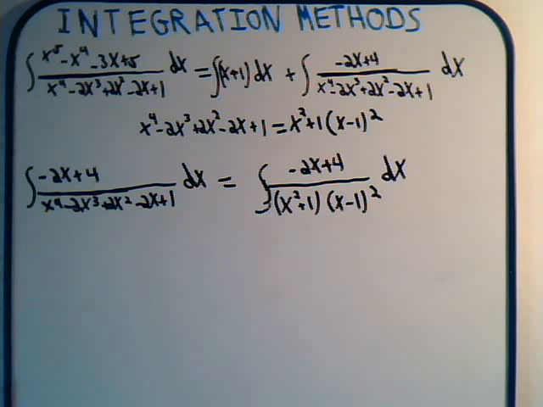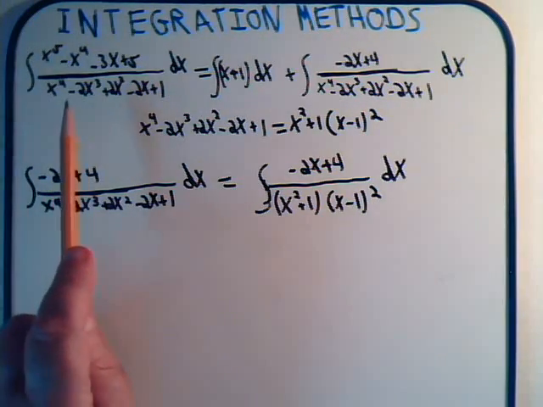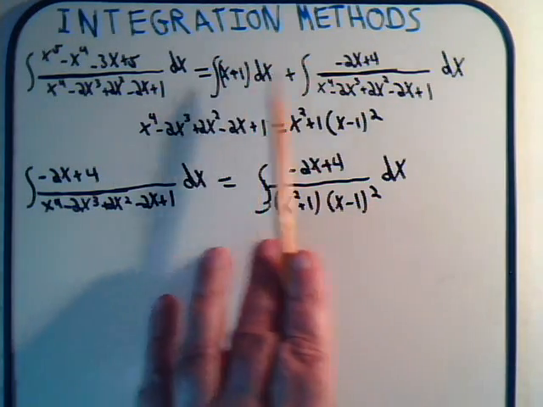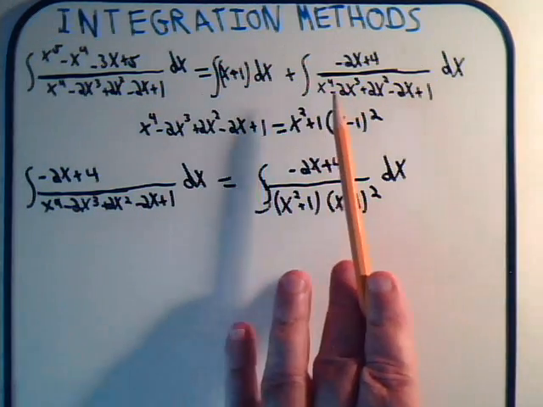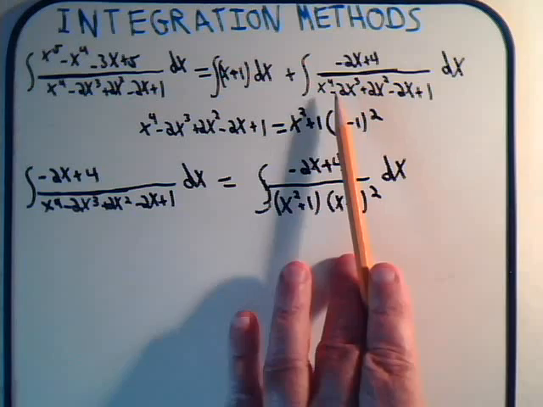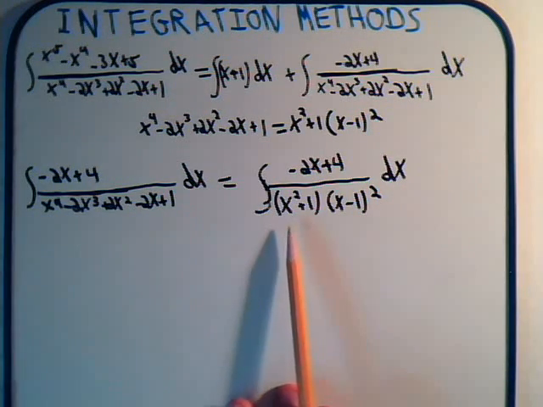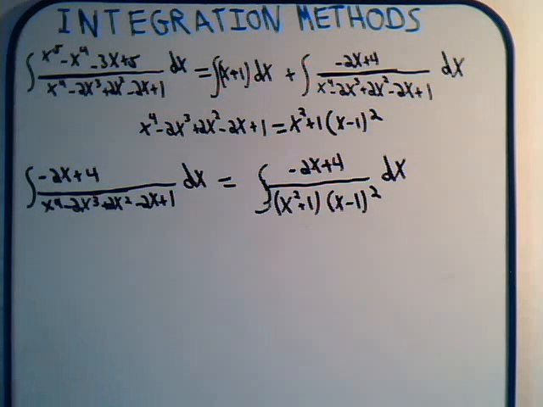Alright. Perhaps we're making some progress. We started with this complicated integral, did long division, we got these two integrals, and we were able to factor this denominator into this, and here it looks like we should be set up to apply partial fractions. So let's see, how would we go about doing that?